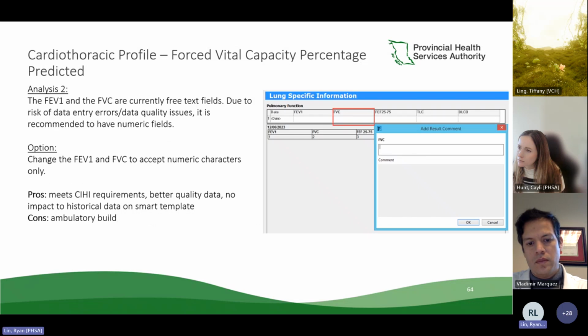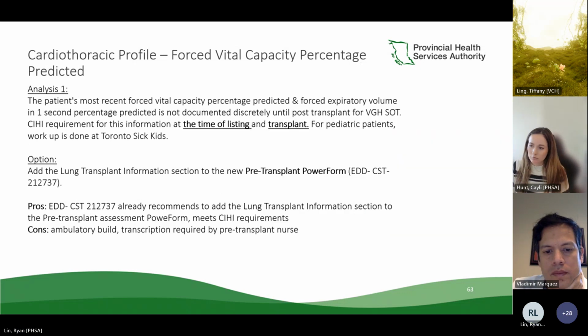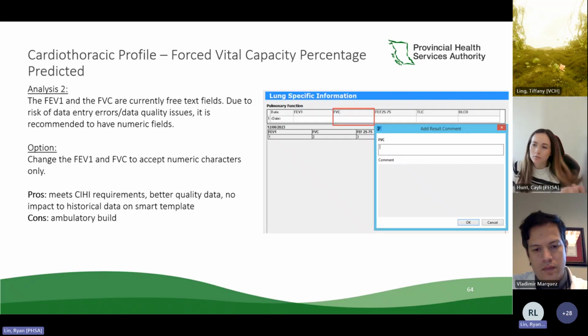Part 2 of our analysis shows that FEV1 and FVC are currently in free text, and like what we mentioned before with data entry errors and data quality, it's recommended that if we were to go through with the solution, we change that to numeric fields. Again, pros and cons. The pros: this meets the CIHI requirements, there's better data quality, and no impact to historical data on the SMART template. But this would also come with ambulatory build and potential added work changes to the pre-transplant nurses. So here we would also like to hear your thoughts on what we have proposed.